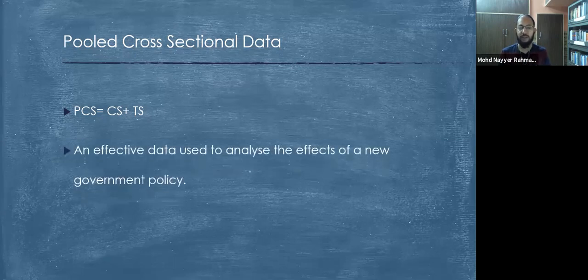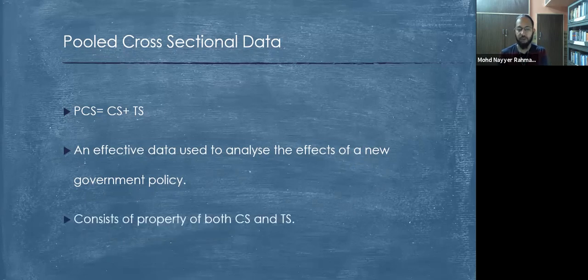It is an effective data type used to analyze the effect of a new government policy. This is an example where we have time series as well as cross-sectional. It consists of the properties of both. Unfortunately, today we are not discussing the properties of these data types because we have to discuss some other fundamental issues. But you can go on and read about the properties of cross-sectional data and time series data.